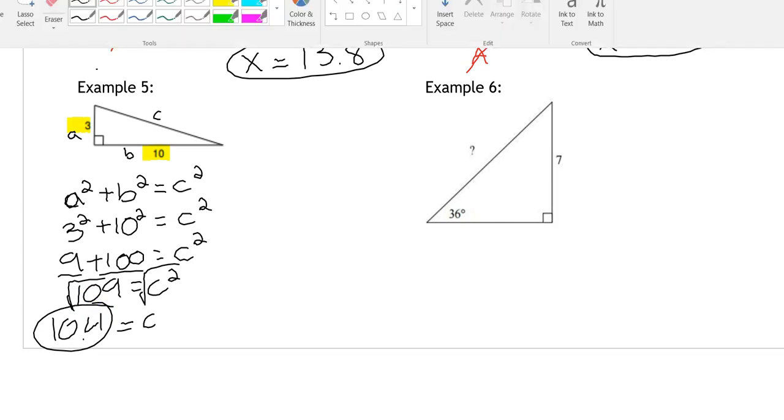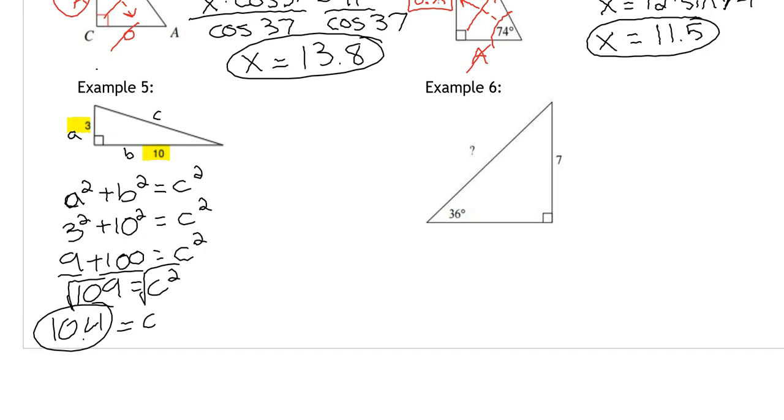Example 6, I'm only given 1 side of my triangle. So again, looking at my angle, I want to look at what I have. So I have the opposite here, hypotenuse is here, that's where x is, and my adjacent side. So what do I need to use? I need to use my opposite side, and I need to use my hypotenuse. So again, this is going to be another sine, the SOH part of SOHCAHTOA.